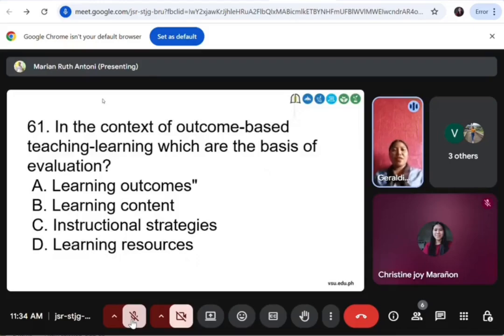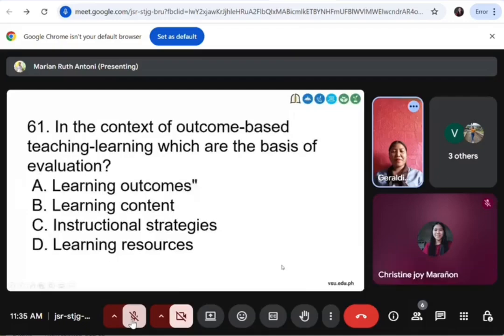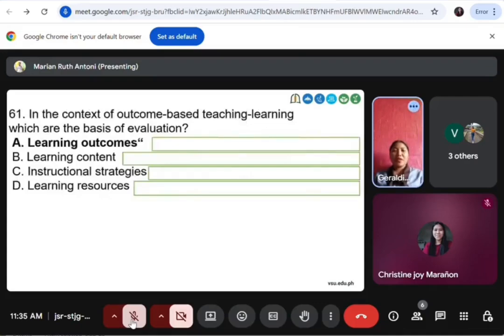Item 61: in the context of outcome-based teaching and learning, which is the basis of evaluation? A. Learning outcomes. B. Learning content. C. Instructional strategies. D. Learning resources. So the correct answer is letter A, learning outcomes. So why is it the correct answer? Why not letter B, C, or D? Learning outcomes is the correct answer.